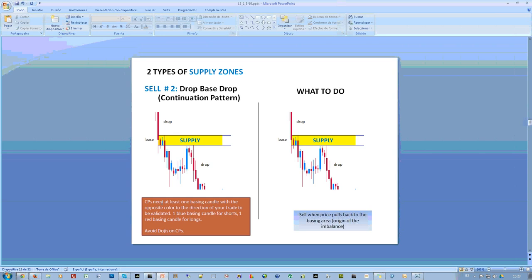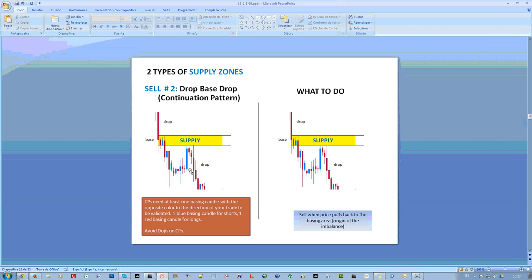It's the same thing. So CPs need at least one basing candle with the opposite color to the direction of the trade in order to be validated. One blue basing candle for shorts and one red basing candle for longs. And we need to avoid dodges, one single dodge or several dodges at the area. The continuation patterns normally are composed of smaller range candles or Marubozu candles. We don't want wick candles there. It is all explained in another video in the course, in the classroom, sorry.